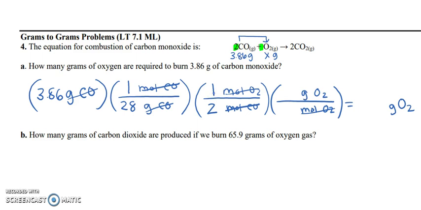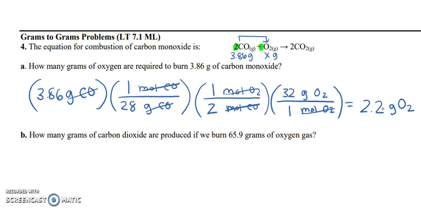And last but not least, if I'm looking for the mass of 1 mole of O2, 16 and 16 is 32. When I plug it into my calculator, I take 3.86 grams divided by 28 divided by 2 times 32. Ultimately, I get 2.2 grams of O2.